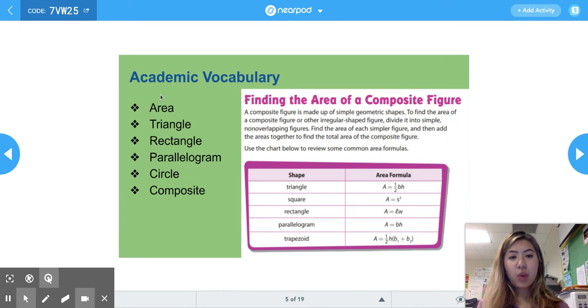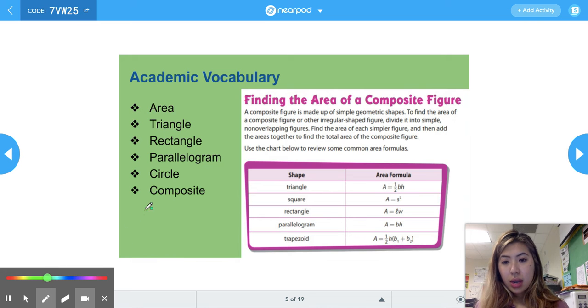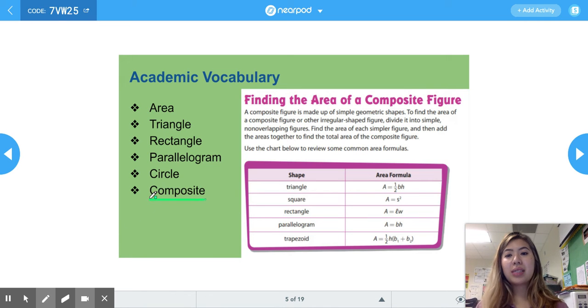So some academic vocabulary words for today include the word area, which we're focusing on, triangle, rectangle, parallelogram, circle, composite. So the new word is composite. Composite means like composed of, which means made up of. So we're going to be finding the area of shapes that are made of other smaller shapes.